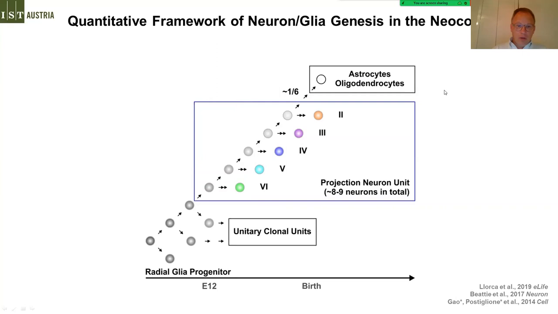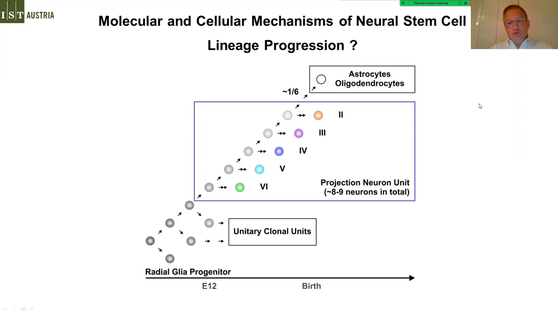Now, of course, we have a quantitative framework, and this is probably just the beginning, but the molecular mechanisms are really not clear here. First of all, what drives the switch from symmetric stem cell division to asymmetric stem cell division? What drives the temporal progression in these radial glia cells to produce different cell types? And what then controls the switch to glia production? These are really the questions that we are currently following up in the lab by using genetic manipulation combined with lineage tracing using the MADM technology.